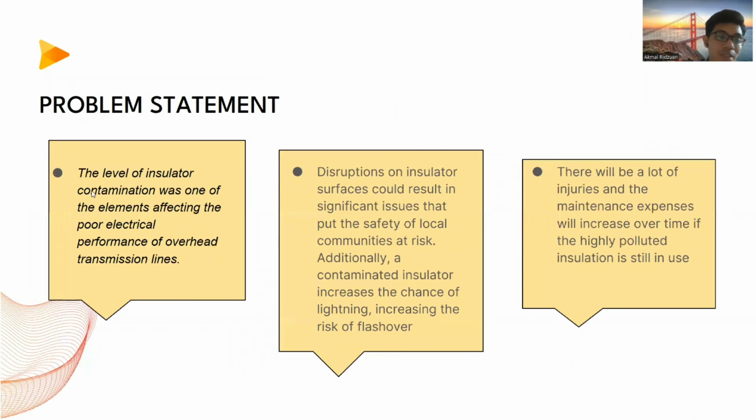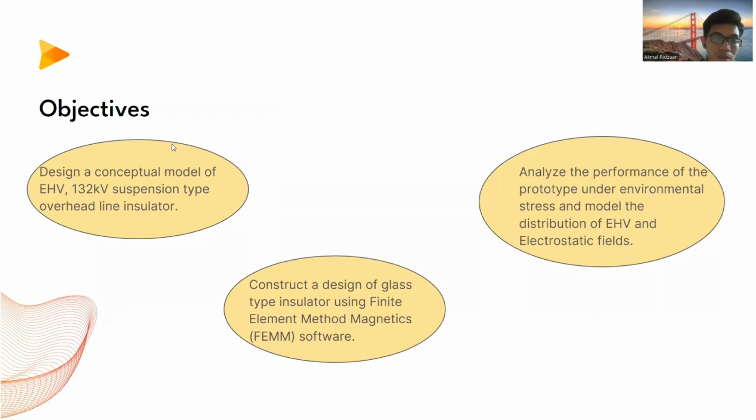For the problem statement, the level of insulator contamination is one of the elements affecting the poor electrical performance of overhead transmission lines. The disruption on the insulator surface could result in significant issues that can put the safety of the local community at risk. Additionally, a contaminated insulator can increase the chances of lightning and also flashover. If we don't find a solution to this problem, there will be a lot of injuries and the maintenance expenses will increase over time if we still use this highly polluted insulation for the transmission line insulator. Okay, so we go to the objective.